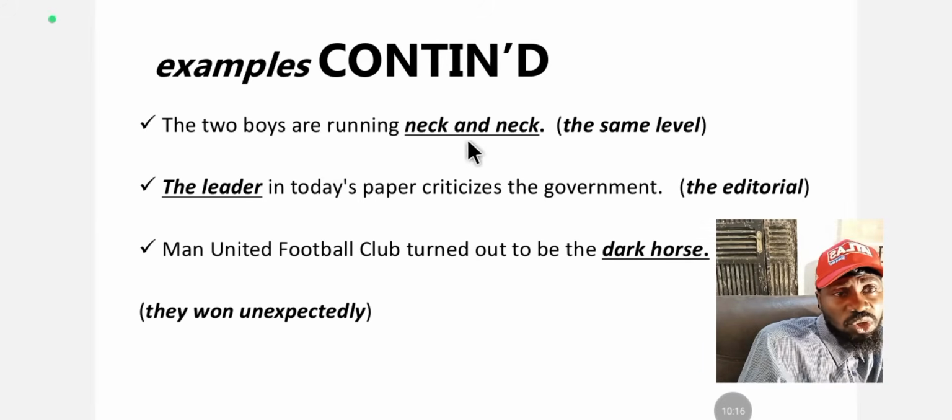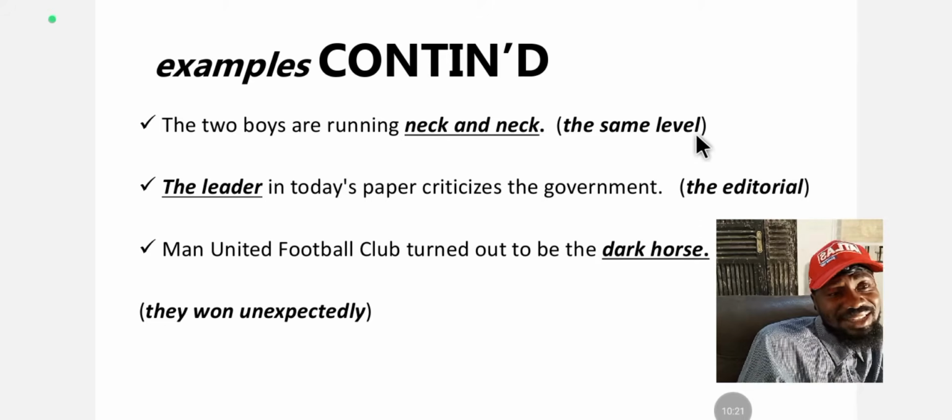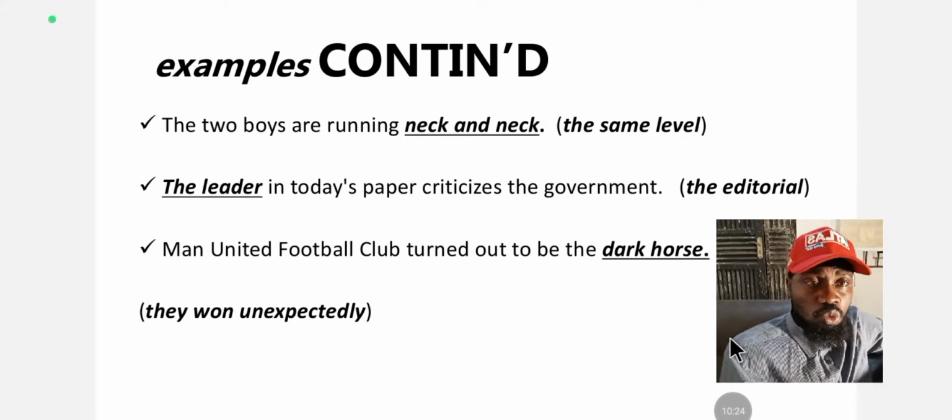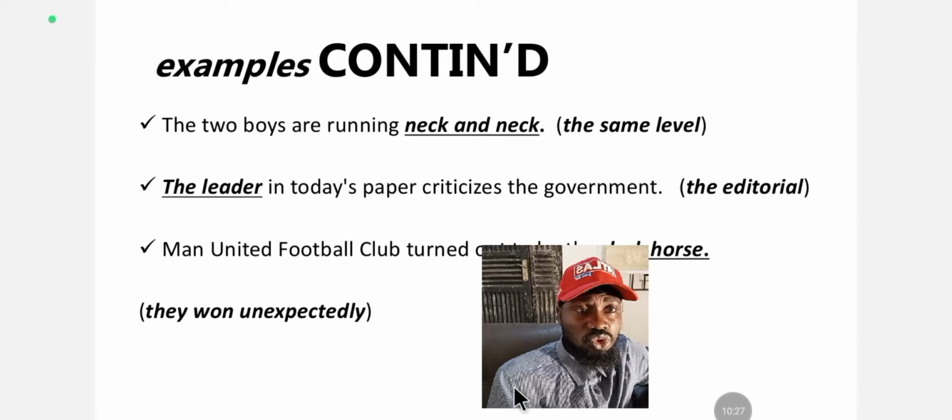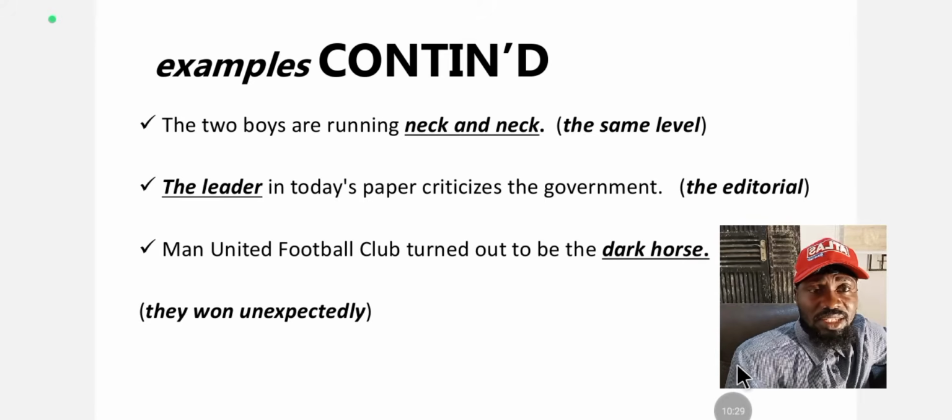And what does this mean? It means that this neck and neck here means that the two boys are at exactly the same level. Okay, the two boys are at exactly what? The same levels. No one is passing the other. The same levels. That's neck and neck.